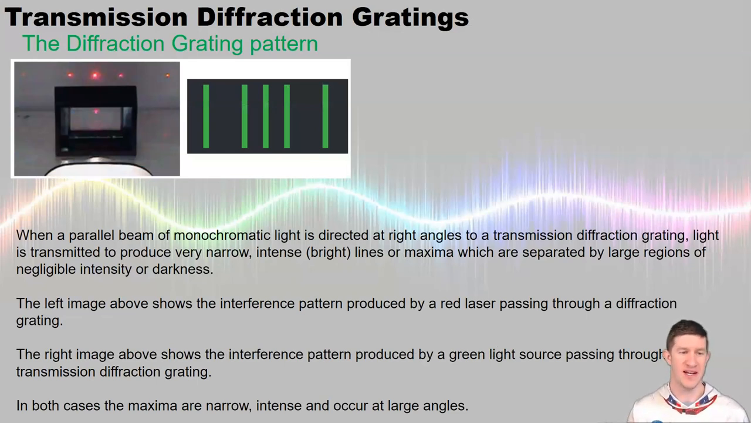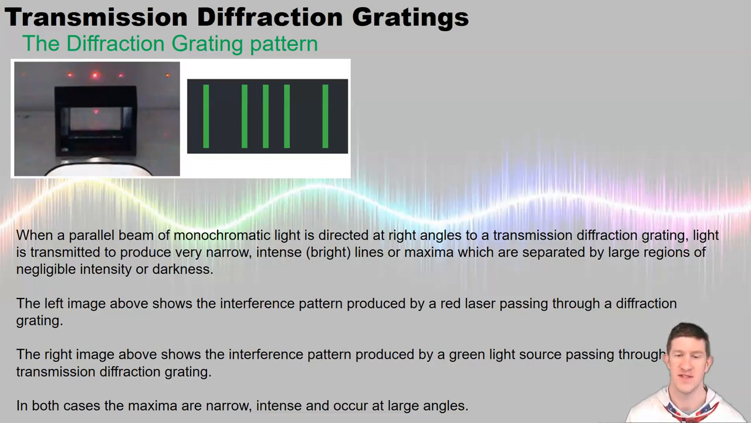When we have parallel beams of monochromatic light and we direct it at a right angle to a transmission diffraction grating, which is really just lots of slits, a fancy way of saying lots of slits, the light that's transmitted produces a very narrow, intense, bright line, or a maxima as we call it, separated by large regions of negligible intensity or darkness. So we get the same sort of interference pattern that's very similar, with some differences.